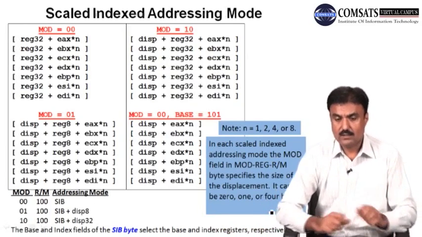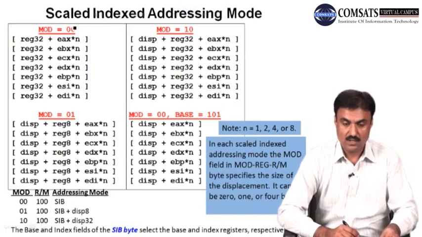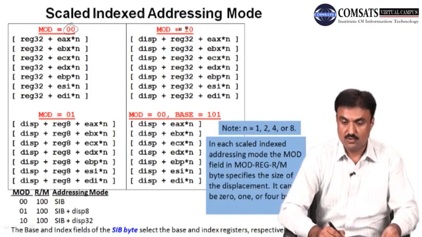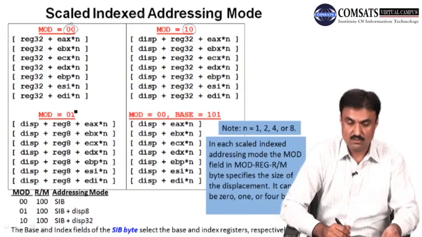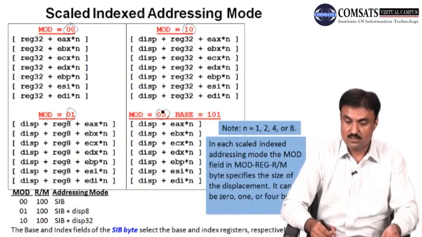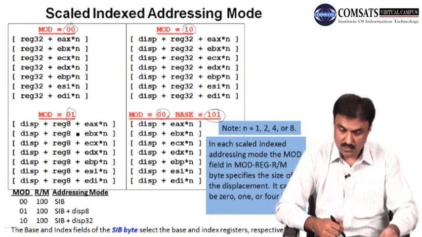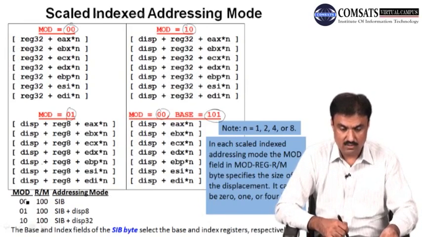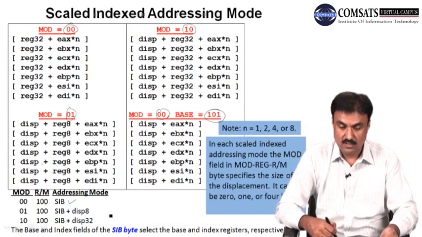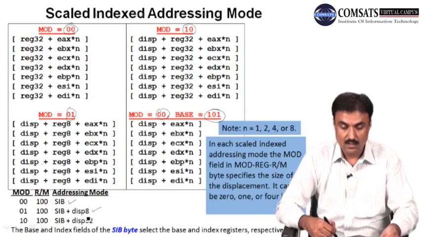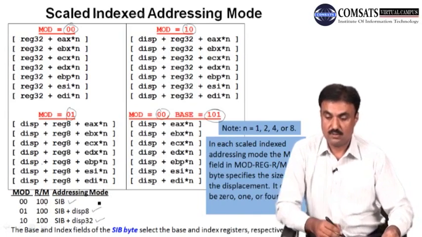After that, these are the cases, for example, if mod is equal to 00, mod is equal to 10, mod is equal to 01, mod is equal to 00 and base is equal to 101, and so on. In this case, mod is equal to 00 and R/M is equal to 100, then we are using SIB. And for mod 01 and the 100 R/M field, they will use a displacement of 8 bits, or in the other case they will use a displacement of 32 bits, and so on.